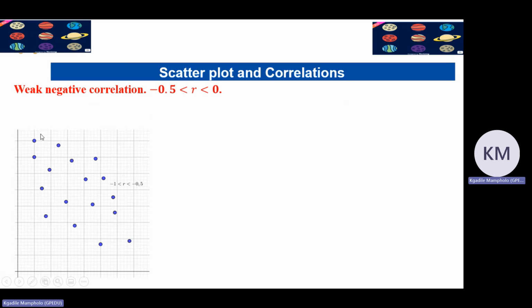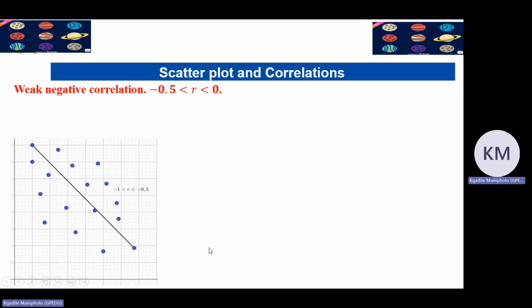Like here, you can still see that there's a decreasing trend, but now the plots are far apart from each other. You can see that if you draw a line, this is very far, this is very far, but you can't say these are outliers. Remember, outliers cannot be many. So if most of them are far, we'll say there's a weak negative correlation. But to get that, you have to calculate: if R is between negative 0.5 and 0, then you'll say there's a weak negative correlation.